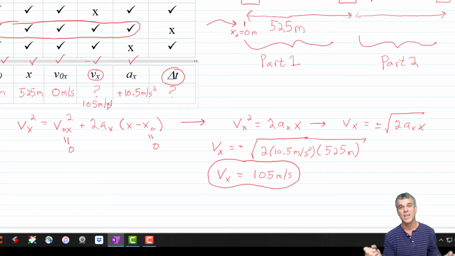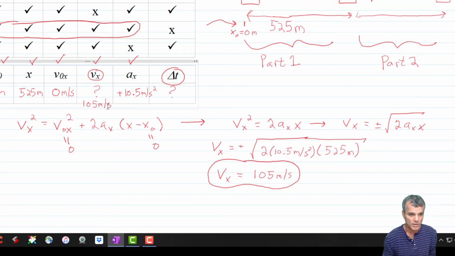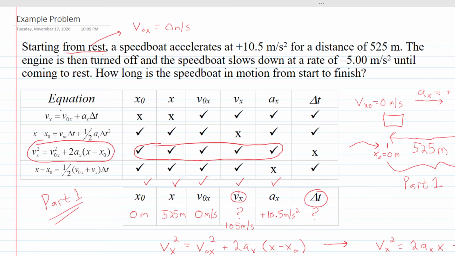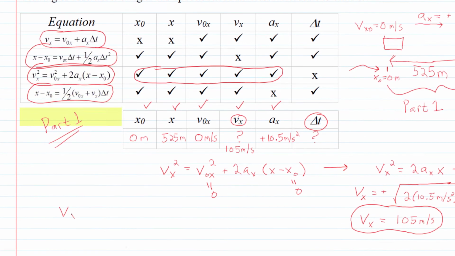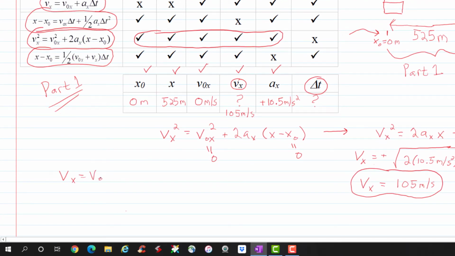Now we want to know what is the elapsed time. How long did it take to reach that final velocity? Well, if you look, I could use this top equation to solve for delta t, I could use this second equation, or I could use this last equation. I'm just going to choose the first one because it's the easiest.